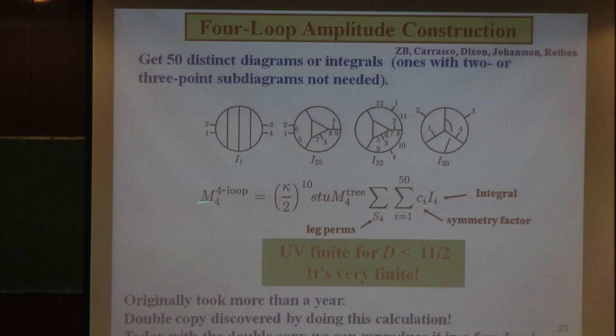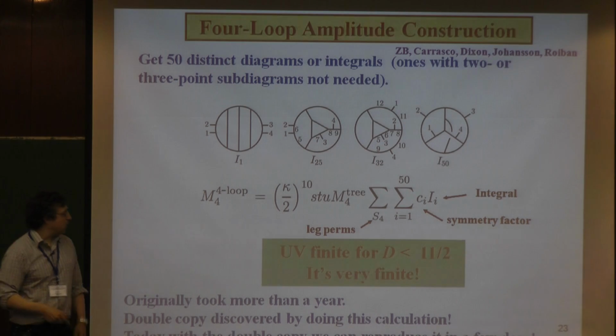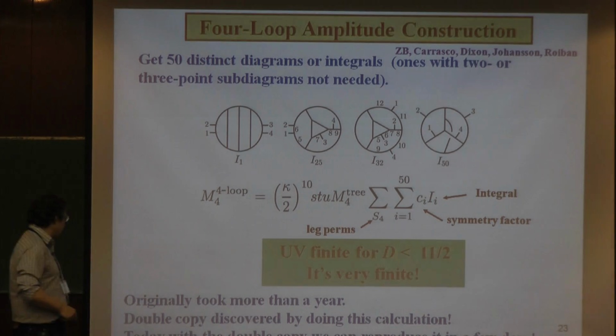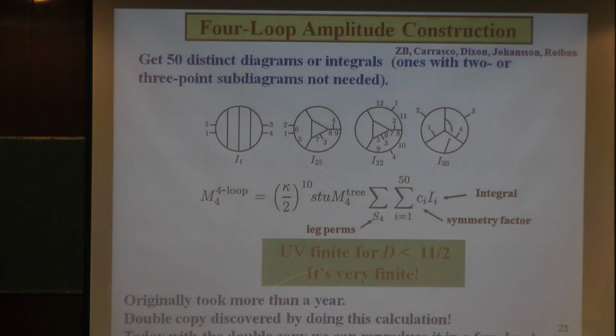Anyway, in N=8 supergravity, when you do this, it's the same set of diagrams, and you find that it's ultraviolet finite for d less than 11/2. That's more than 5, bottle of wine. Now, in fact, the way we discovered all this stuff about the duality between color and kinematics and the double copy and all of that, it comes from doing this calculation.